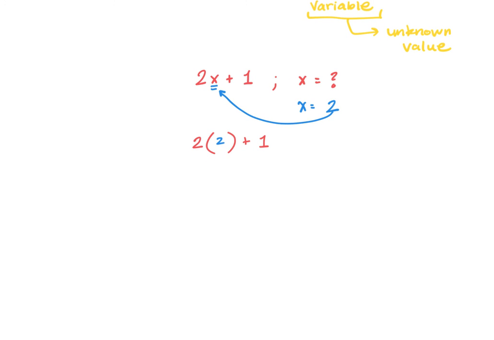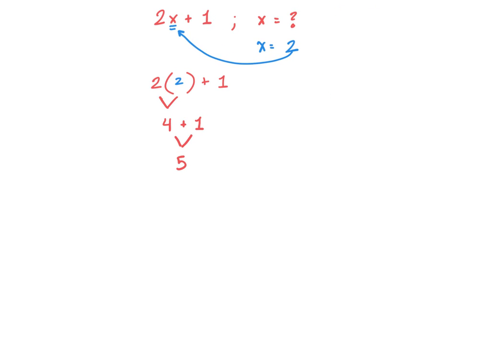So in this case, using the order of operations, I'm going to simplify 2 times 2 first. That can be rewritten as just positive 4. Then finally, the second step I have to do is add my 1 to that positive 4 to get positive 5. What this means is that 2x plus 1 when x is equal to 2, well, 2x plus 1 is simply equal to 5.